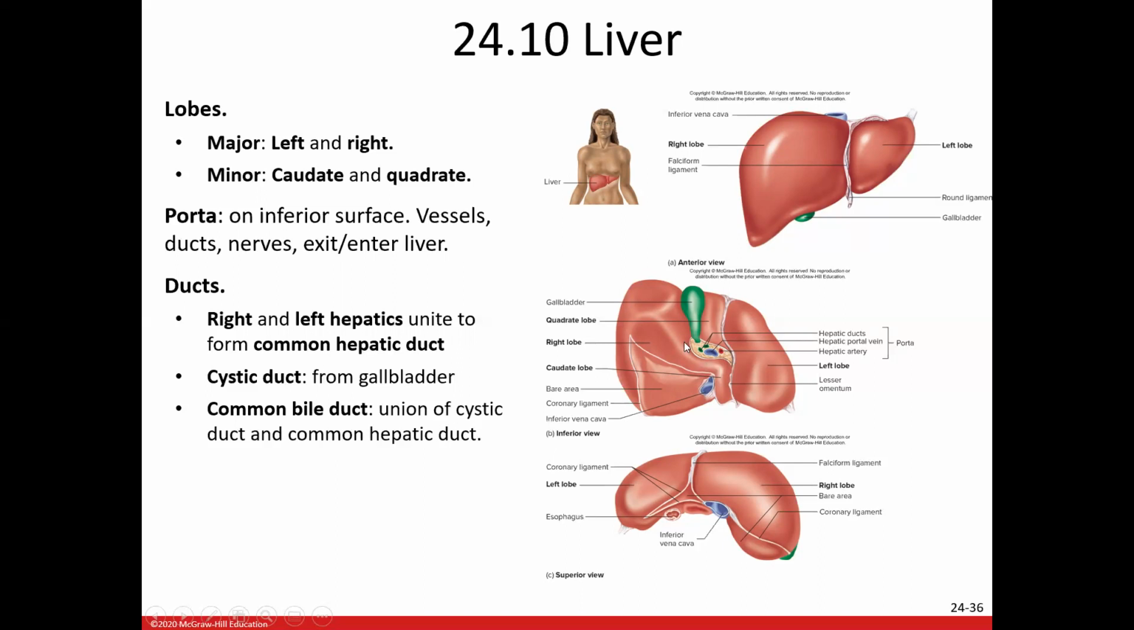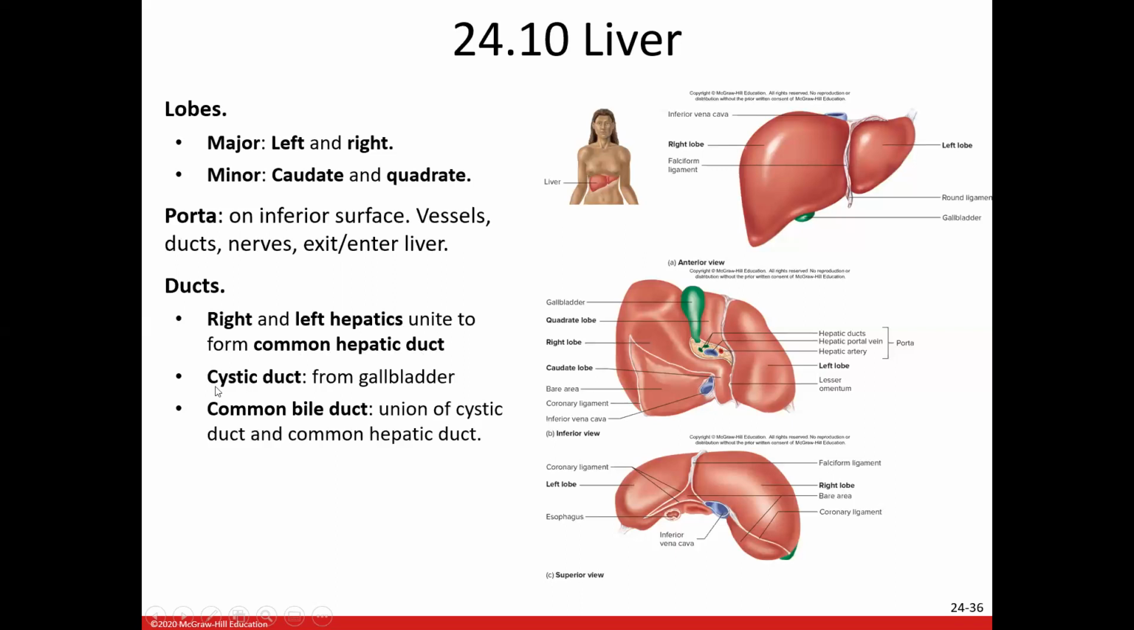You have a section that's referred to as the porta, and this is the entry point for all of your different blood vessels, any sort of ducts, any nerve or nervous tissue, sort of the enter and the exit point for the liver. And then you have a bunch of different ducts that run throughout the liver themselves. So you have what's called the right hepatic and the left hepatic duct. The right hepatic and the left hepatic duct combine to form what's called the common hepatic duct.